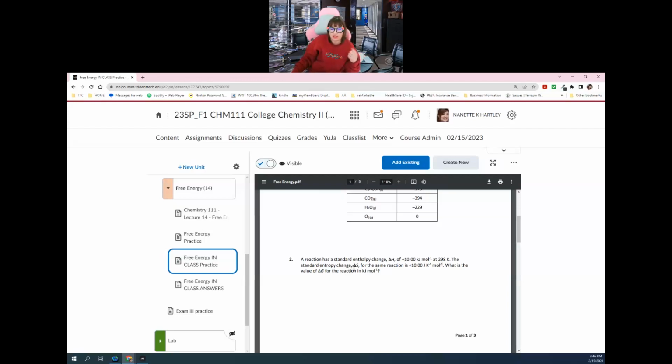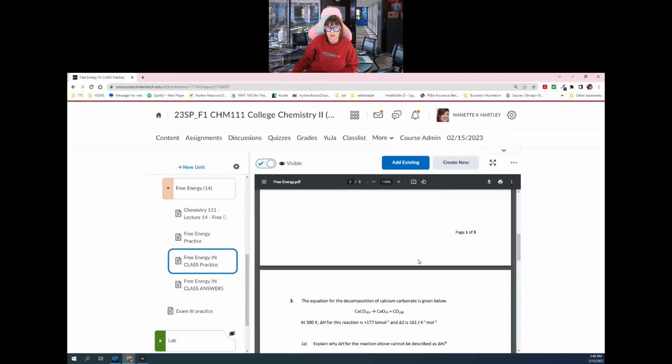Standard entropy change, delta S, is 10 kilojoules per mole. It's the value of delta G for that reaction in kilojoules per mole. That's going to be delta G is equal to delta H minus T delta S. Remember that you have to convert your delta S to kilojoules because they want an answer in kilojoules. So make sure that you've done that conversion.